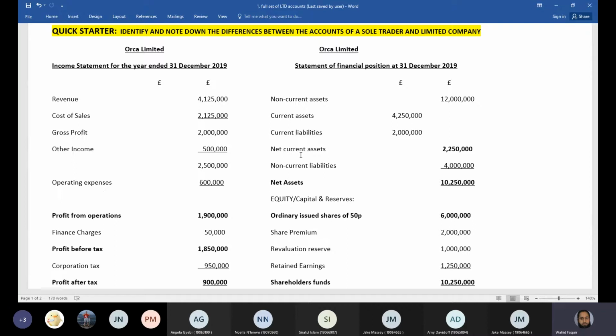Now those that started on time have had a chance to look at these accounts. I have sent these. Ideally you've printed them out. What I'd like you to do as a quick starter is try and picture the accounts of a sole trader, which should be familiar to you, and compare them with the accounts that you see in front of you. This is a limited company. And once you've identified a number of differences, let's discuss the differences. So I'll give you a couple more minutes on that task.